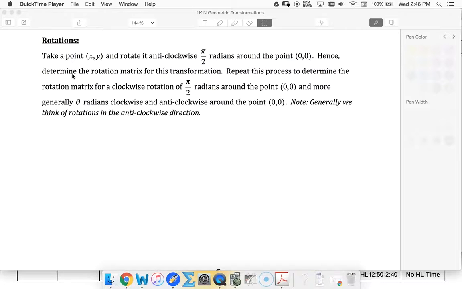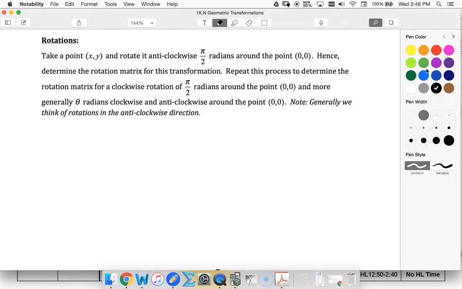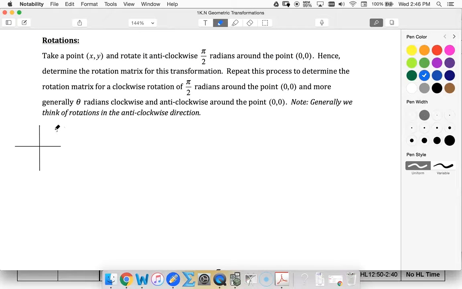All right, now we're going to think about rotating pi over 2 radians around the point (0, 0), clockwise and anti-clockwise, and then more generally with theta. So if we think about making our x and y axes, and then we take some point (x, y) and rotate it by pi over 2. So here's my vector (x, y).